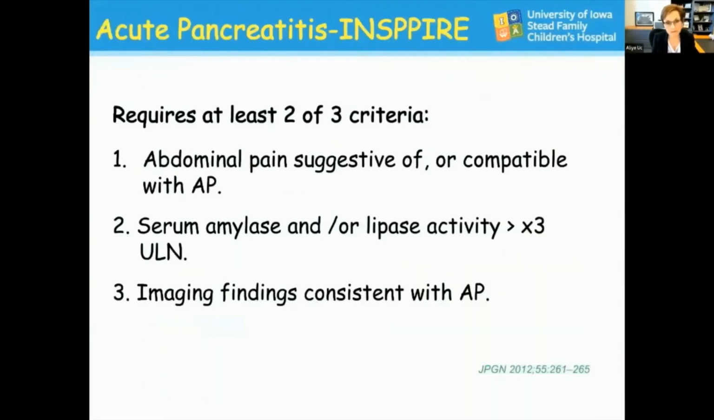And we have the definition of acute pancreatitis, and this was established by the INSPIRE group that I have been involved with from the very beginning. And it is very similar to the Atlanta criteria. And the diagnosis is very much clinical. So we require 2 out of the 3 criteria that involve abdominal pain, amylase and lipase elevations, and imaging findings.